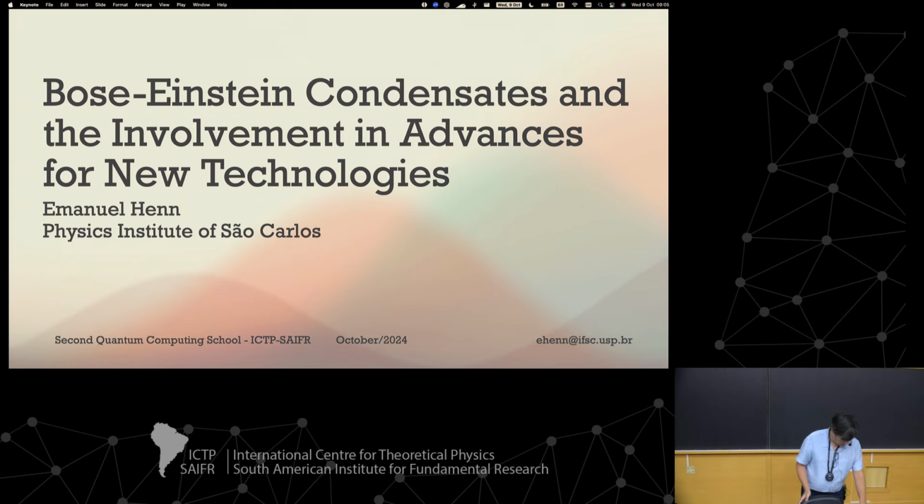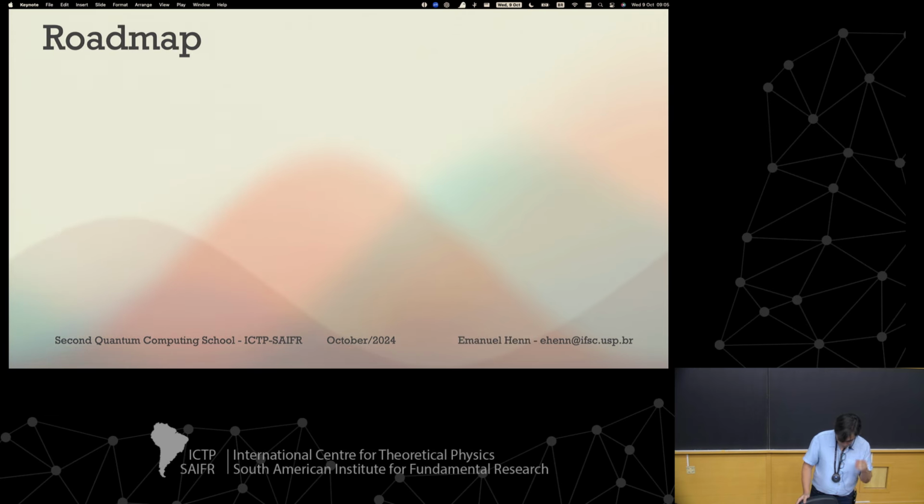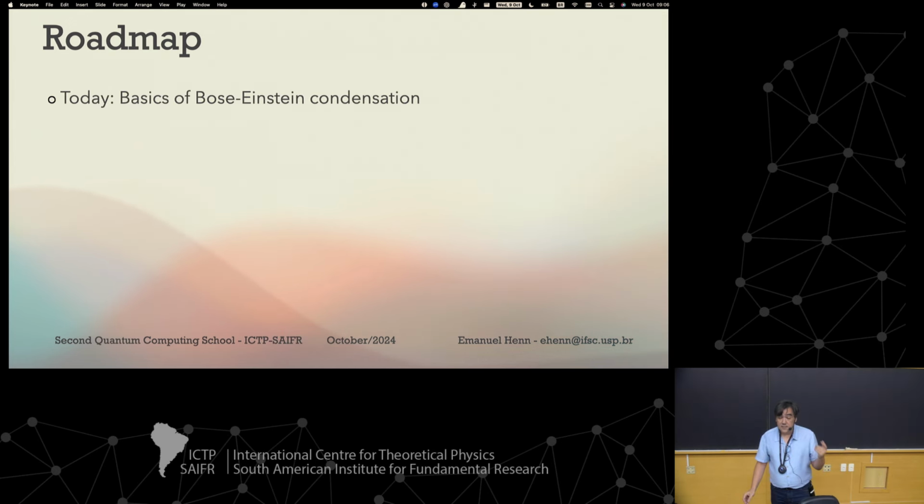Good. I designed a roadmap. I had three classes, but I designed three lectures. So today I'm talking about basics of Bose-Einstein condensation. And I'm going really through basics because I've been asking around at my home institute, and not everyone, even PhD students, has seen this before. So we're doing a more basic lecture today, and I'm sorry if you have seen this, but I think it will be important for everyone else.